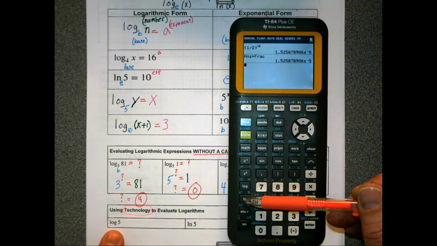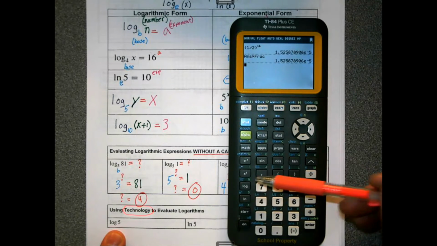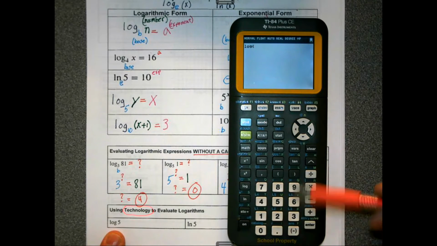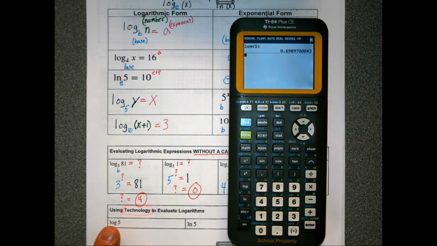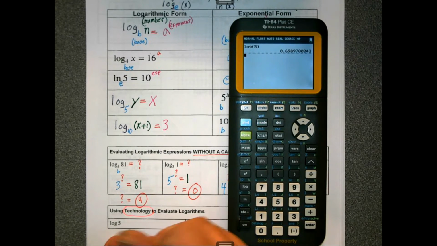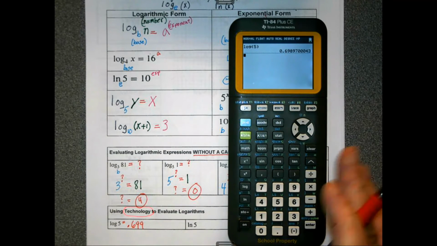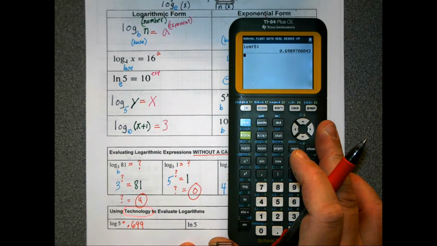They want us to find the common log of 5. So all I have to do here is hit common log 5, enter. I have 0.69. Let's go 3 decimal places: 0.699. And you guys don't even have to use a slide rule.